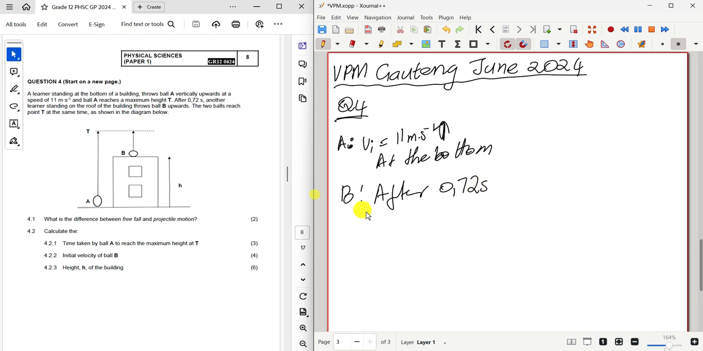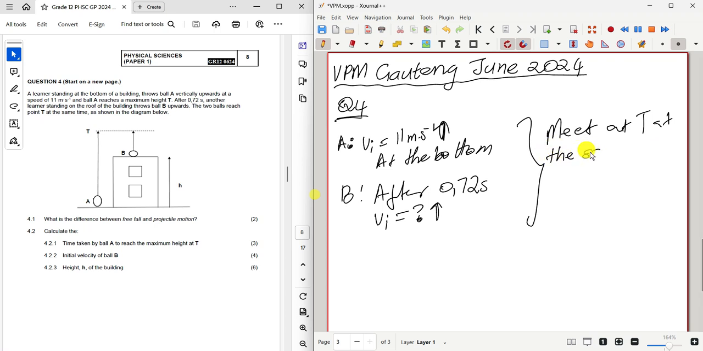A learner standing on the roof of a building throws ball B upwards. So the initial velocity of ball B is unknown, but it's going upwards. The two balls meet at point T at the same time, as shown in the diagram.